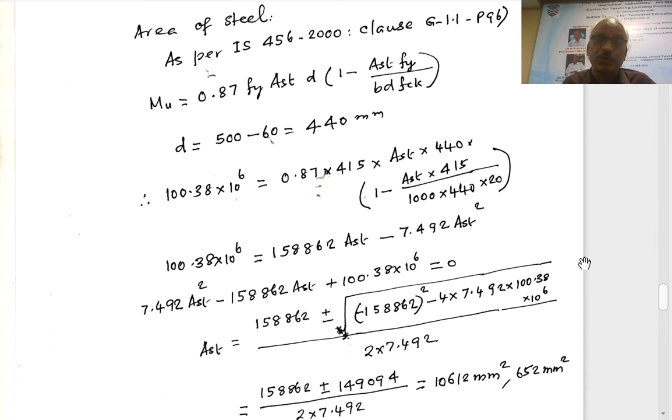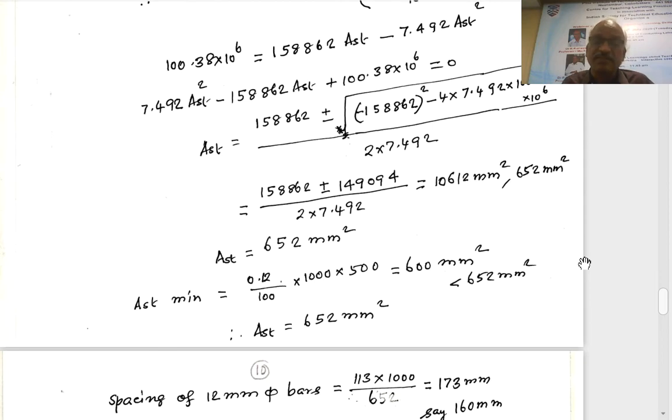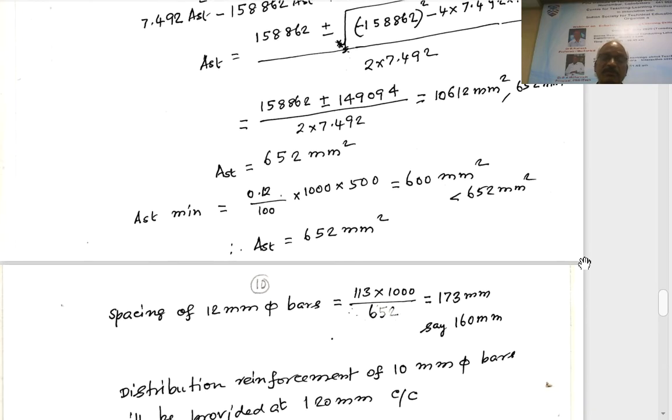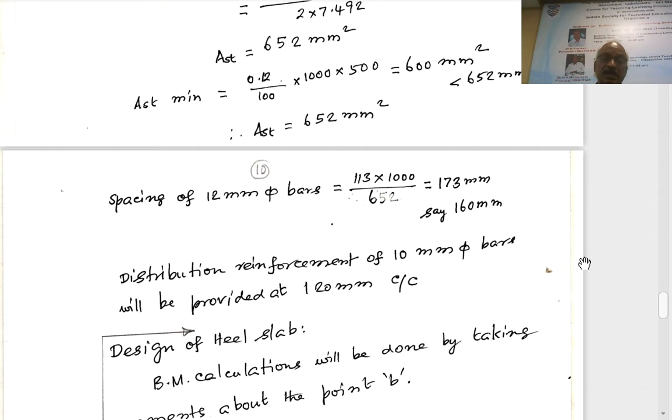So these are the calculations. Substituting all the known values, we find area of steel equal to 652 mm square. The minimum area is 600, so this is more than the minimum. Therefore, we will provide area of steel equal to 652 mm square. When we adopt 12 mm diameter bars, area of 1 bar into 1000 by Ast required will give you the spacing. The distribution bars are 10 mm diameter bars at 120 mm center to center.